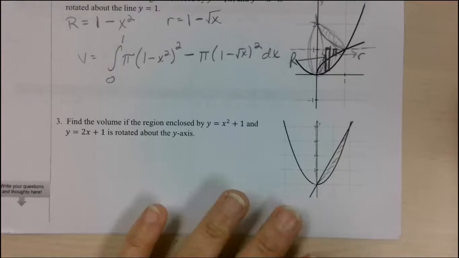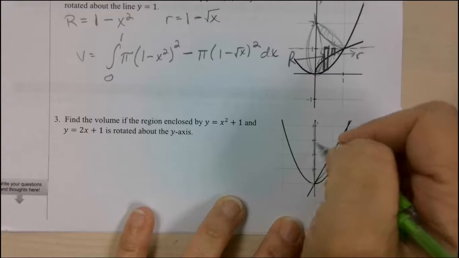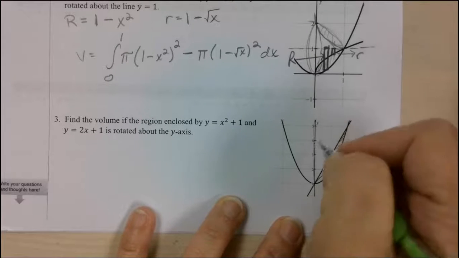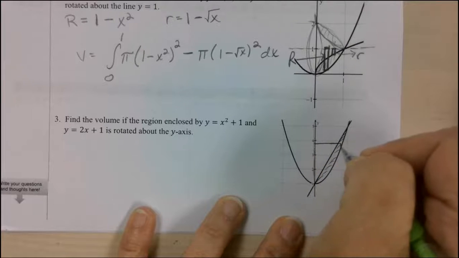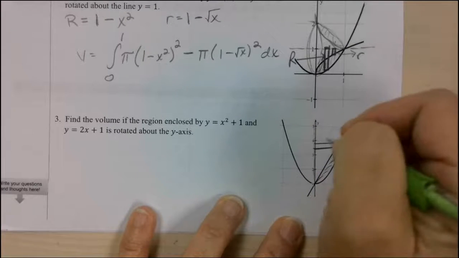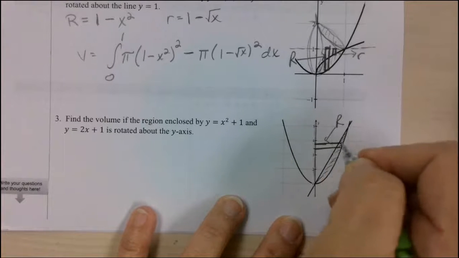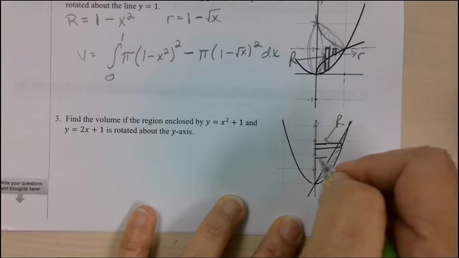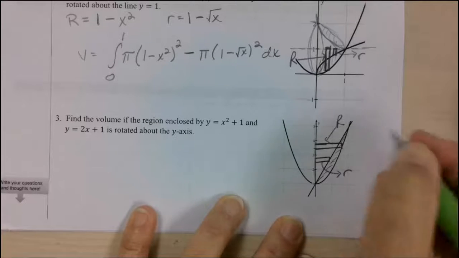I'm going to draw in my rectangles, again, starting at the axis of rotation, which is the y-axis, and going to the farthest edge of the region. That's big R. And then I'm going to start at the y-axis and go to the closest edge of the region, and that is little r.